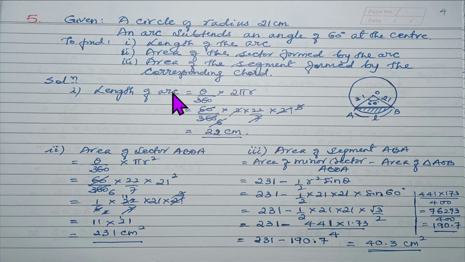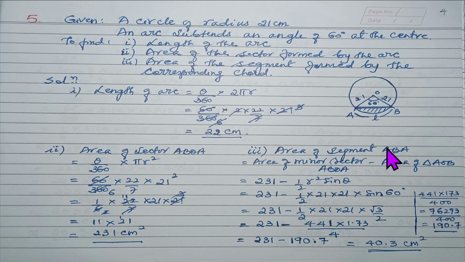So let us find the length of the arc AB here. We know that the formula for the length of the arc is theta by 360 into 2 pi r, and the angle is 60 degrees, so 60 by 360 into 2 into 22 by 7 into 21, and by simplification we get the length of the arc as 22 centimeters. Now to find the area of the sector ABOA, again the formula is theta by 360 into pi r square, theta is 60 degrees, so 60 by 360 into 22 by 7 into 21 square, and simplifying we get 231 centimeter square.